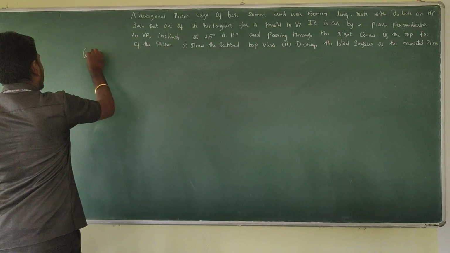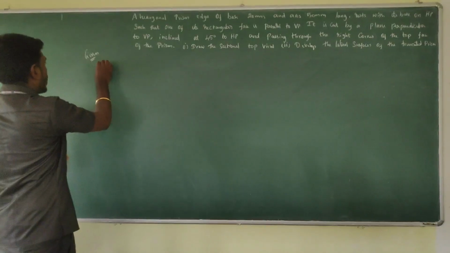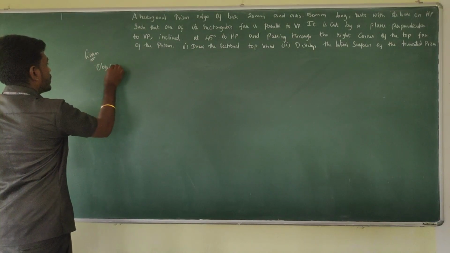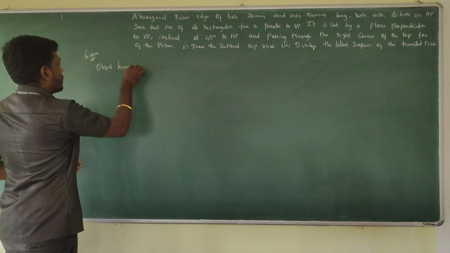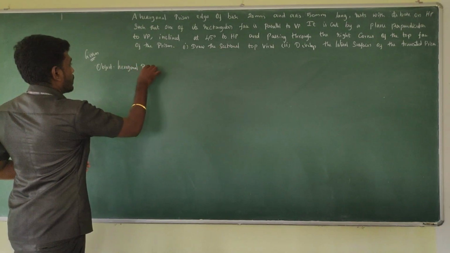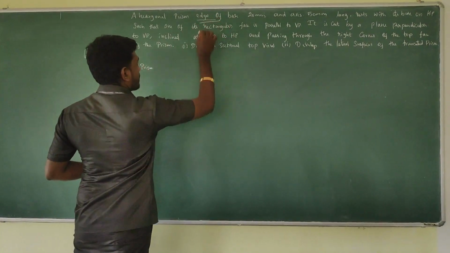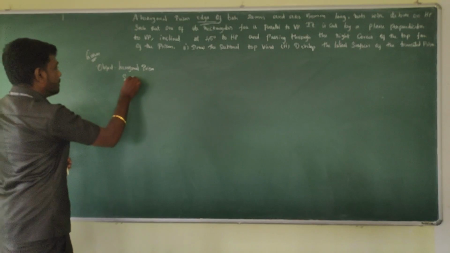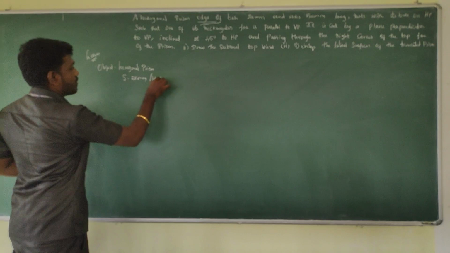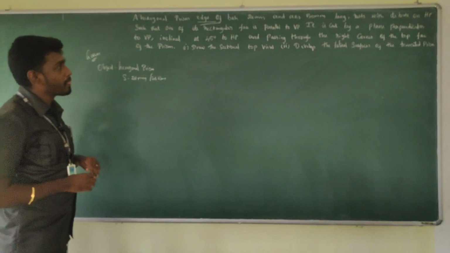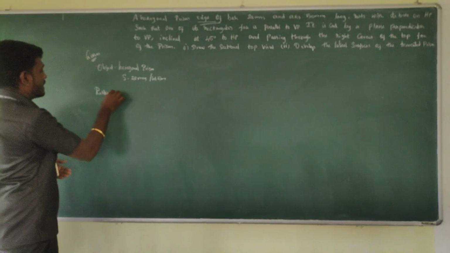First of all, let us take what things are given in the question. What about the object? The object is a hexagonal prism, with the side edge measurement given as 20 mm, and the height of the object is 50 mm. Then it rests with its base on HP.